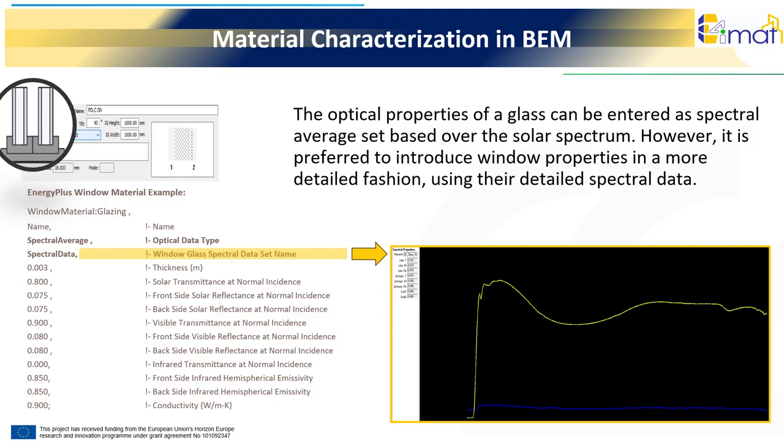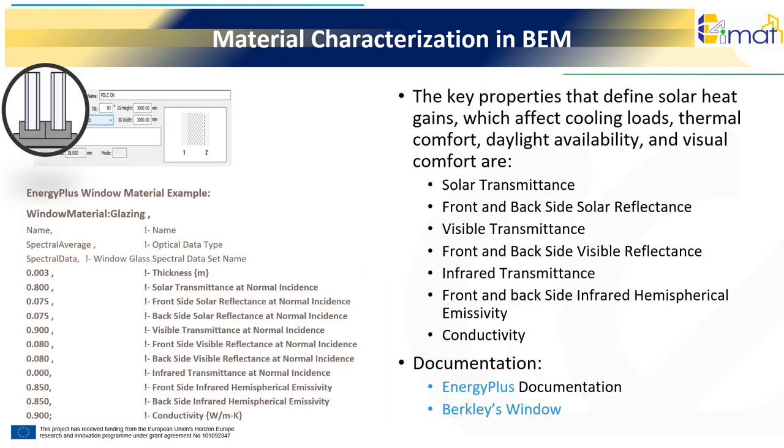The key glazing properties that define the different layers of a window construction are: thickness, which defines the glass layer's surface-to-surface depth in meters. Solar transmittance, which is the fraction of incident solar radiation that passes directly through the glass into the interior.